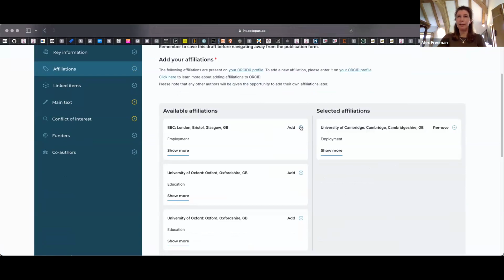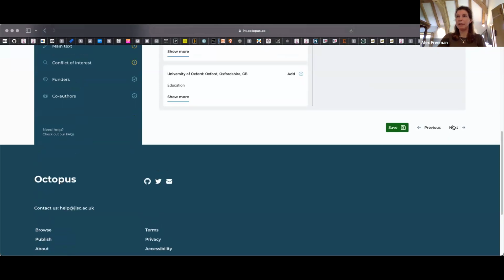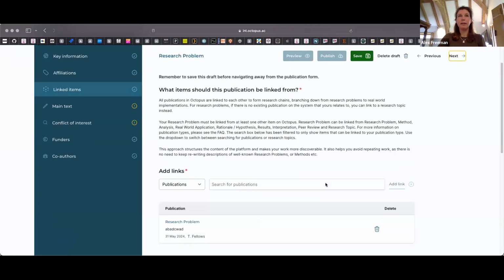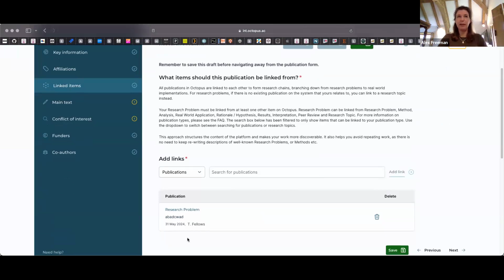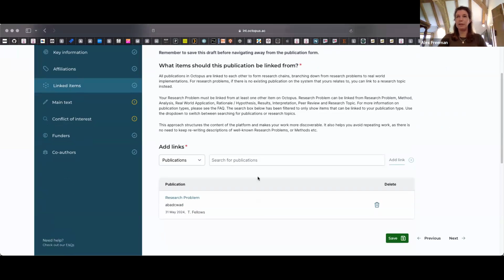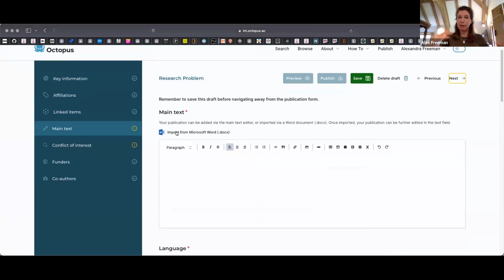So going to make sure it's got my university affiliation attached to this publication, click next. Now, because everything has to be linked to an existing publication, I've already linked it to this slightly weird research problem. I could link it to another research publication because you can have multiple branches, but otherwise that's easy. So it's quite quick. I can import my work that I've already written in Word, say, or I can copy and paste it into here.